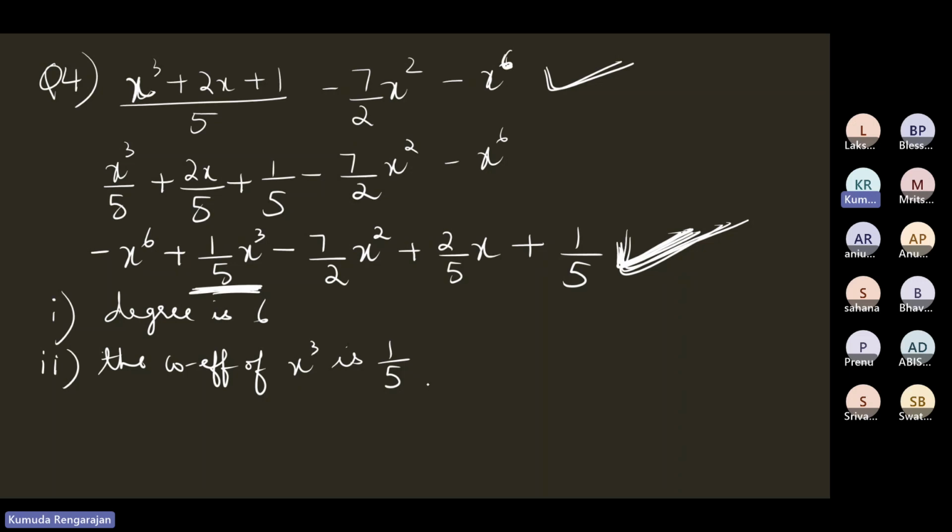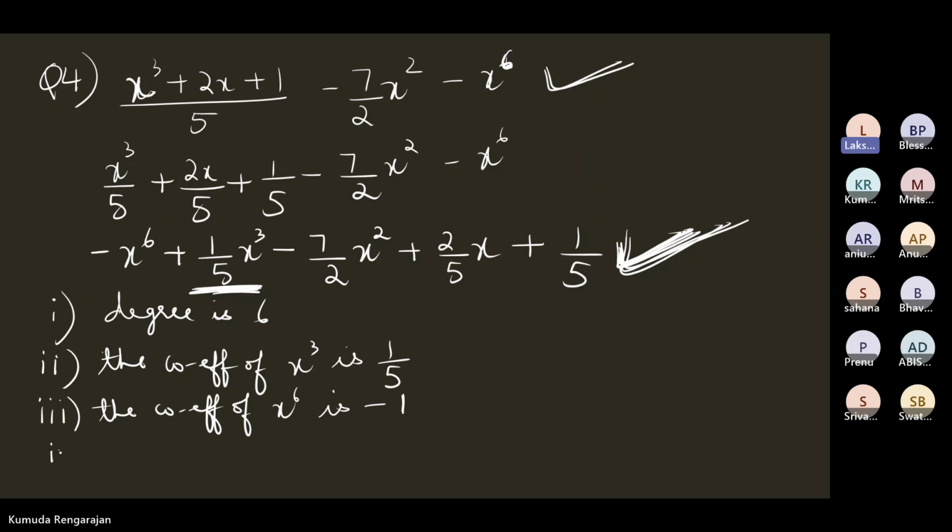Then the coefficient of x to the power 6. The coefficient of x to the power 6 is what, children? What's the correct answer? 1 by 5. Laksha, how is it 1 by 5? The minus is 1. Minus 1. The coefficient of x to the power 6 is minus 1. Sorry, you answered for the second one?